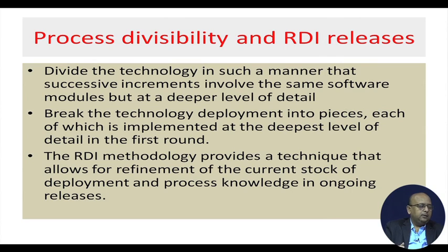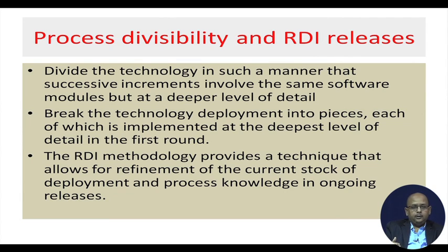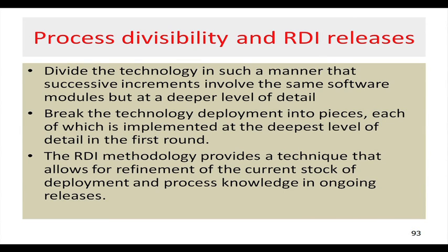And this methodology also provides and allows for refinement of the current stock of deployment, okay, what you have deployed, and process knowledge in ongoing releases. So, at each stage when you are moving from one department or one target to another target of implementing KM system, if you have a feedback loop system, it helps you to modify the system and you go on becoming better and better in terms of stocking the process knowledge at different levels, and the kind of KM system that you are going to have. Ultimately, when you go for an integrated enterprise level system, it is going to be a much better system than what you have earlier thought of.